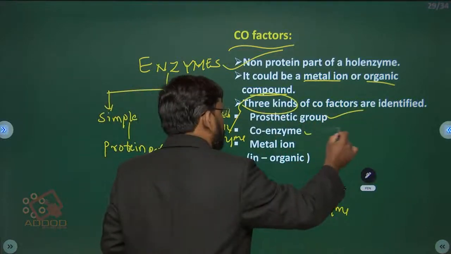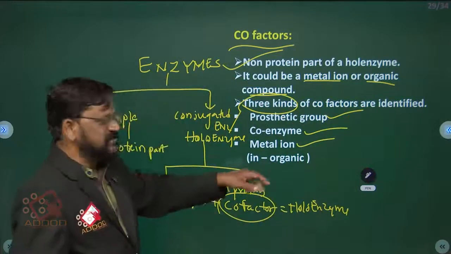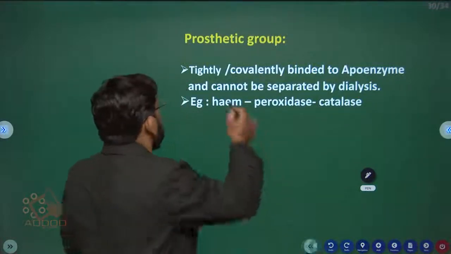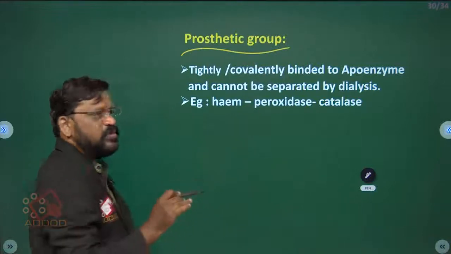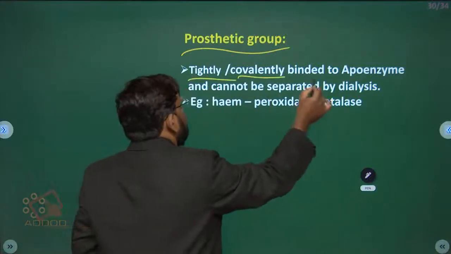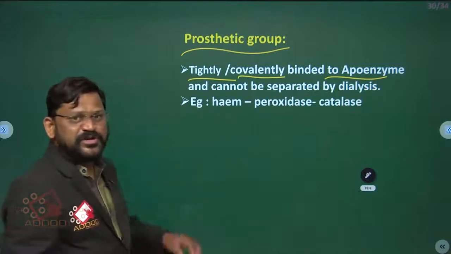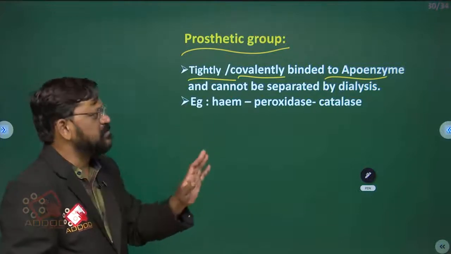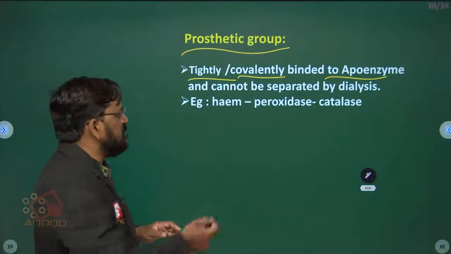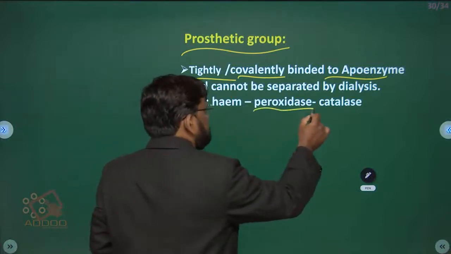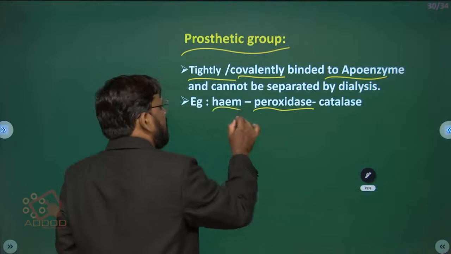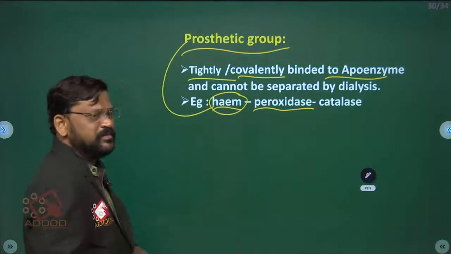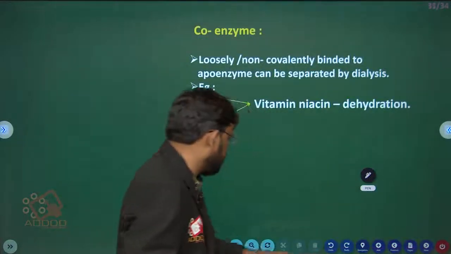One is called prosthetic group, coenzyme, metal ions. The metal ion is the best example for inorganic acting as a cofactor. Next, prosthetic group. This is the cofactor which is tightly or covalently bonded to the protein part called enzyme. So the one which is tightly bonded to the apoenzyme is called a prosthetic group. It cannot be separated even by dialysis, etc. Example, in peroxidase there is a heme part. So the heme part of peroxidase or catalase is the best example for prosthetic group.